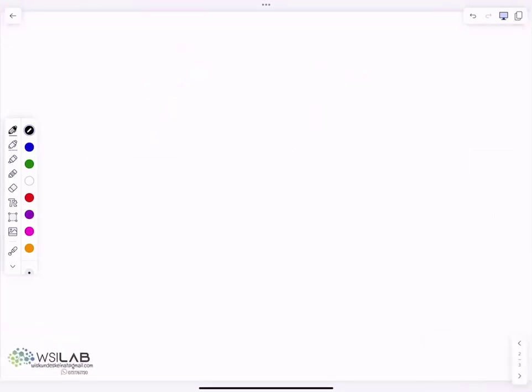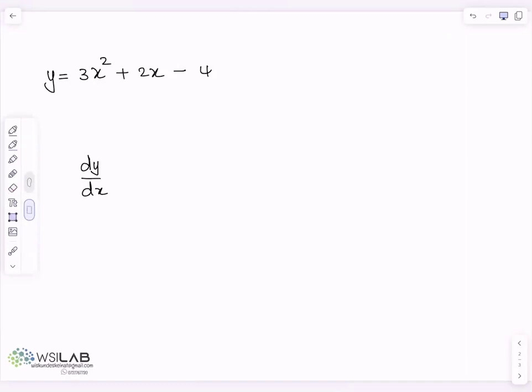Now, I'm going to show you how to do the derivative. I'm going to give you any equation there: 3x squared plus 2x minus 4. Now, to get the derivative, you can write y dash, or y prime, or you can just write dy over dx. That's called the derivative of y with respect to x. So both of those mean exactly the same. We use dy over dx a lot.